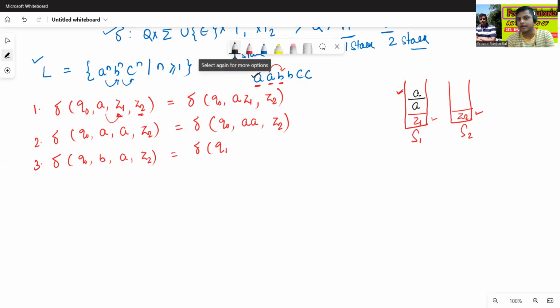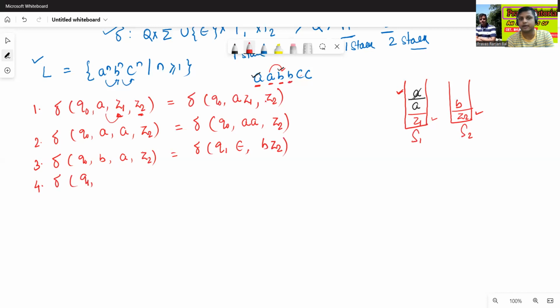That means the first B will pop the top element of the S1 stack. Pop means I write epsilon, so in the first stack it will pop. What will happen in the second case? B will push on the second stack. That means this is B Z2. This is B Z2.